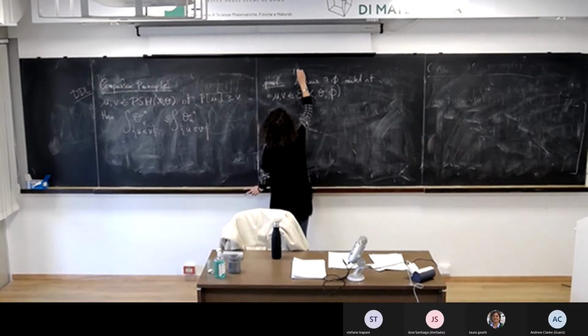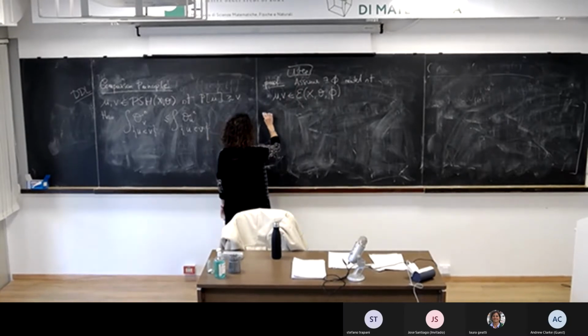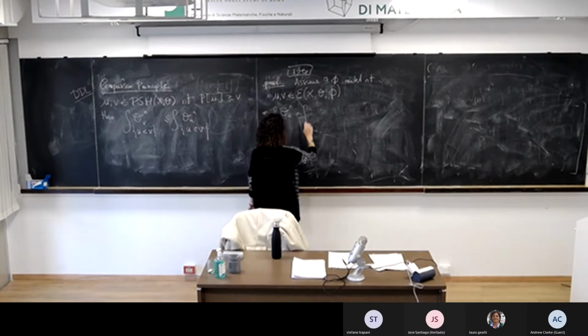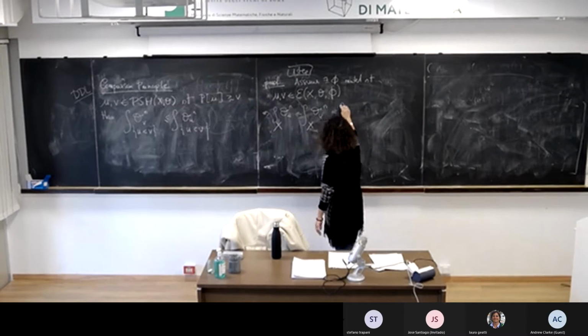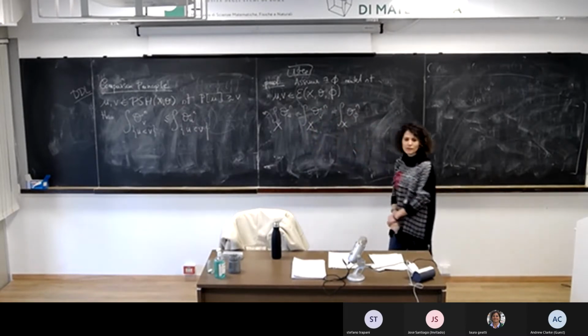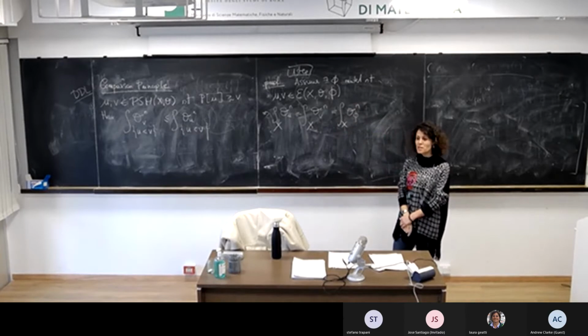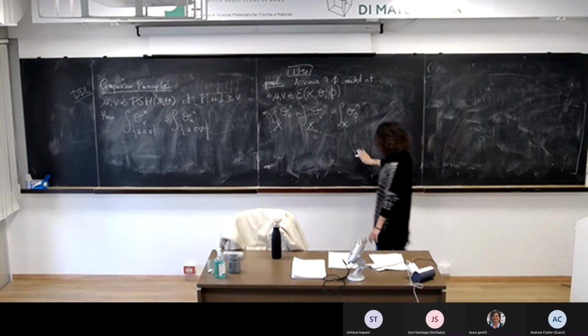So this is the first step. What does it mean being in the class E? It means that the integral, let me write it down: the integral over X of theta u to the power n is equal to the integral over X of theta v to the power n. That is also equal to the integral over X of theta phi to the power n. Right? This is the definition of class E. So they all have the same mass.